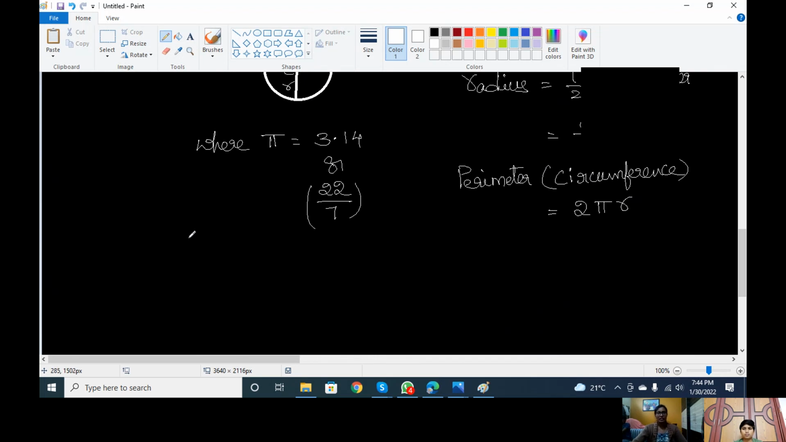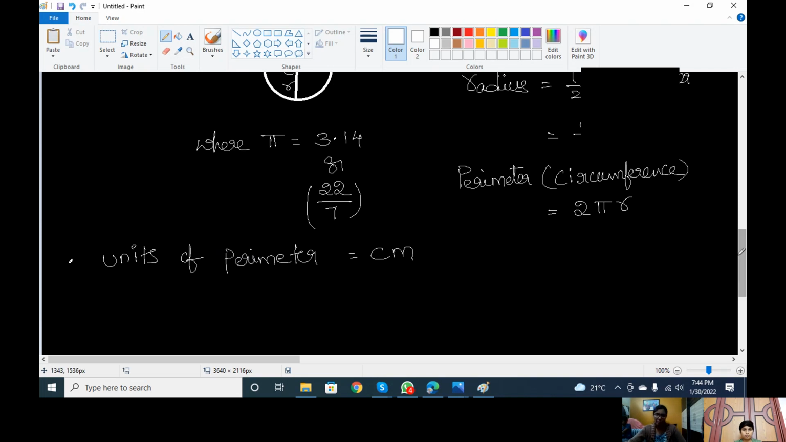Now what are the units of this? Units of perimeter. The smallest unit of a perimeter is centimeter. cm means what? Centimeter.